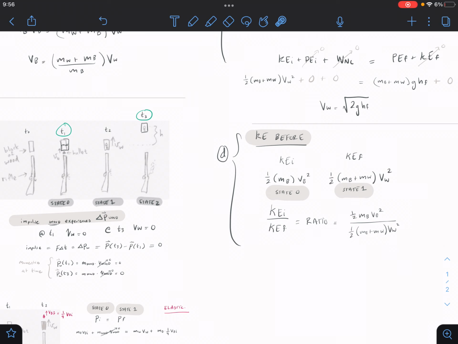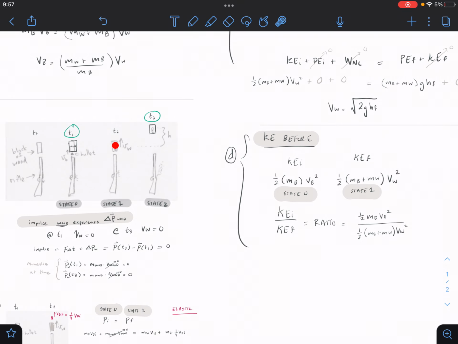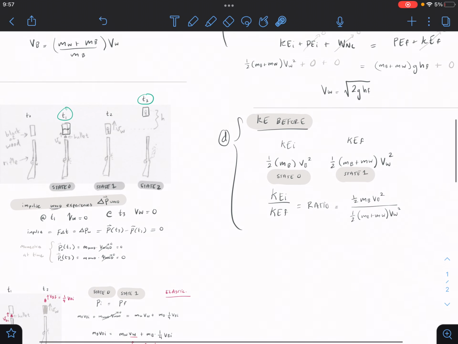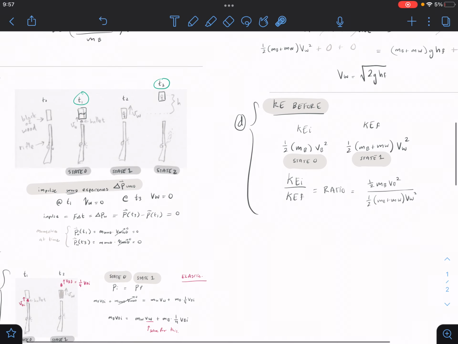So the only thing that has velocity at state 0 is this guy here, and then the final, after the collision, these two masses together have this velocity here. So it wants the ratio of the initial kinetic energy divided by the final, okay? So this would be just our initial, just this little bullet moving, and then the final is the bullet stuck in this block moving, so it doubled the velocity here. Okay, so we just divide those, and you should have these constants kind of at this point.